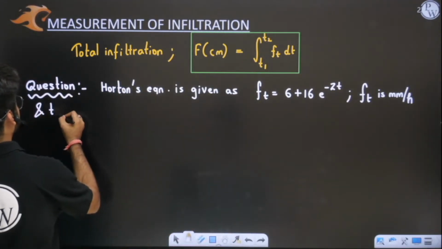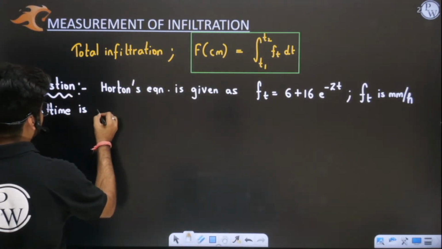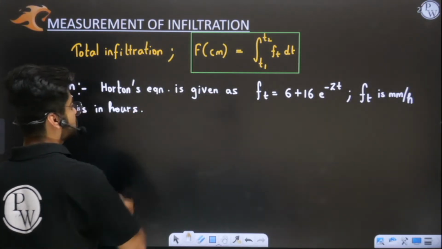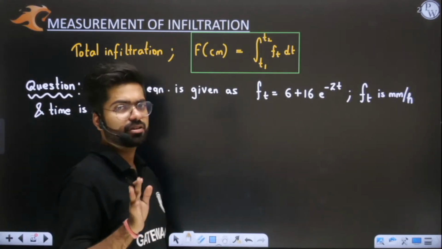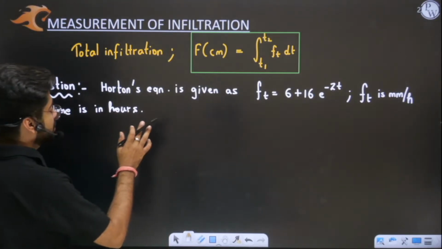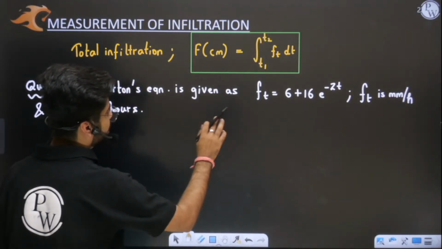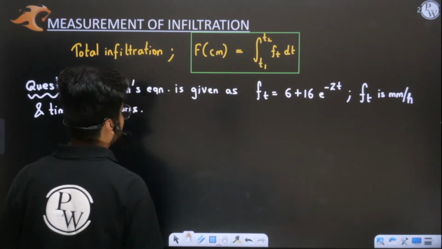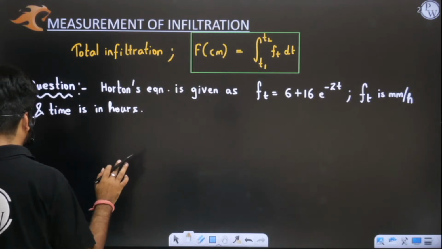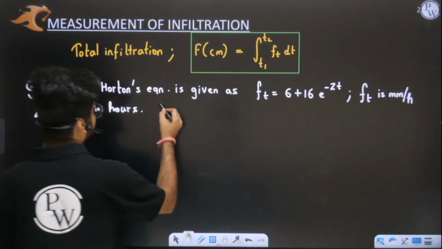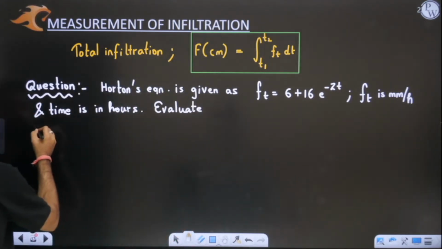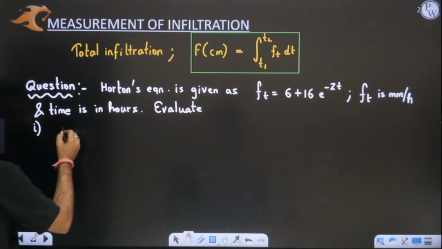Now what you have to find? I will solve it in 3 to 4 parts, with the help of which the entire concept will be clear to you. Let us say we have a ground, and on that ground we have found the Horton's equation, which is coming out as ft equals 6 plus 16 e power minus 2t. ft is in mm per hour and time is in hours. So evaluate the first part: what will be the initial infiltration capacity?